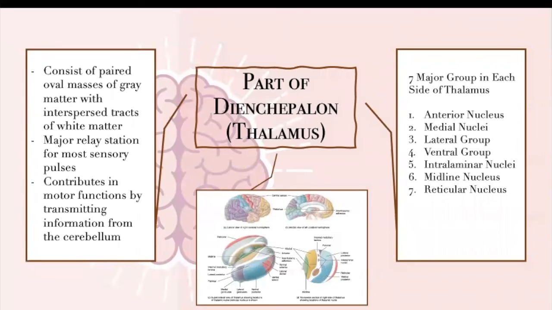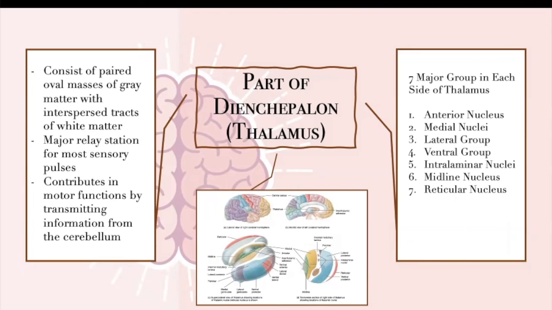The first part of the diencephalon is the thalamus. The thalamus consists of paired oval masses of gray matter with interspersed tracts of white matter, and the thalamus is a major relay station for most sensory impulses and also contributes to motor functions by transmitting information from the cerebellum. You can see in the picture below a bridge of gray matter called the interthalamic adhesion and a vertical sheet of white matter called the internal medullary lamina.